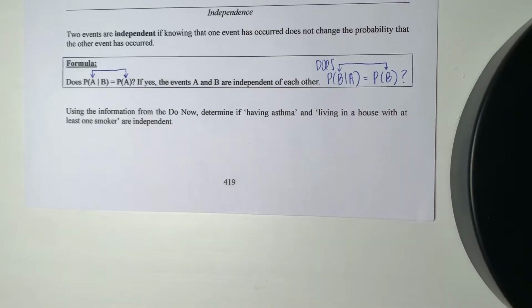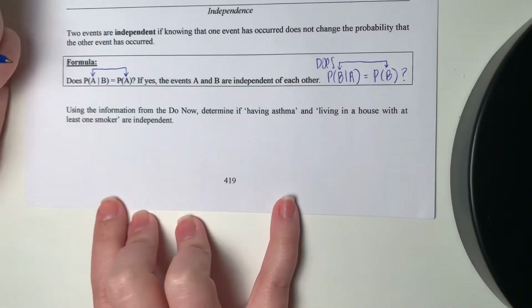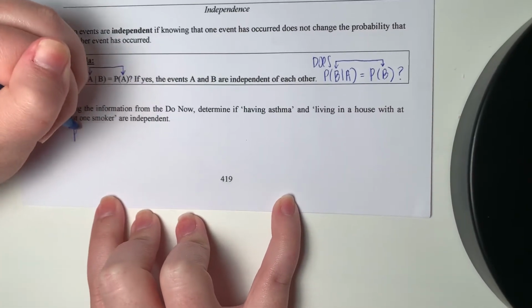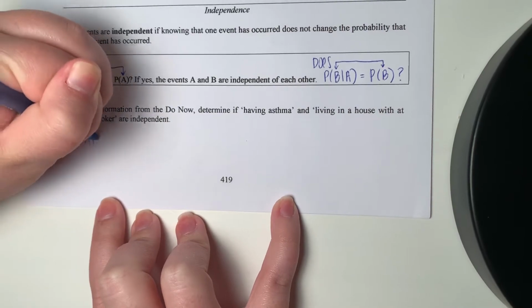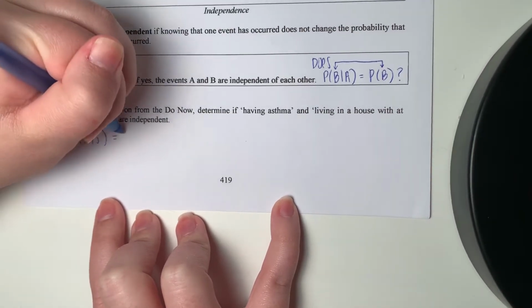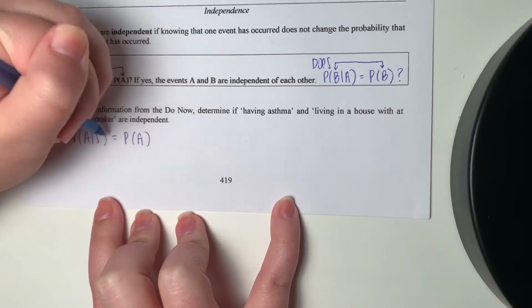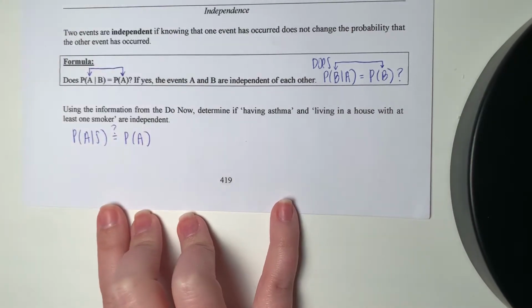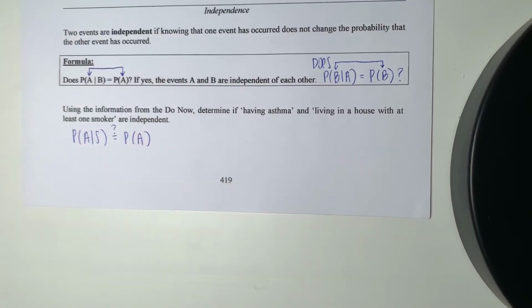So anyways, determine if having asthma and living in a house with at least one smoker are independent. So essentially what we're asking is, is the probability of A given S equal to the probability of A? So this is what we want to test, okay?